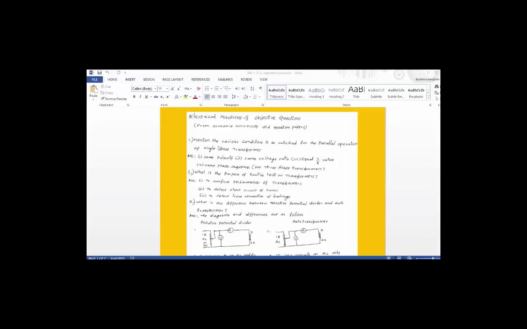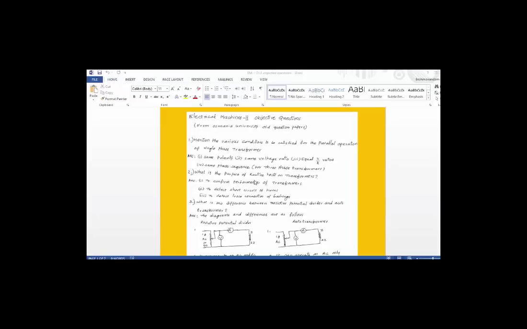First question is, mention the various conditions to be satisfied for the parallel operation of single phase transformer. First condition is same polarity, second, same voltage ratio. Third condition, equal X by R ratio. Fourth, same phase sequence. It is for three-phase transformer parallel operation.